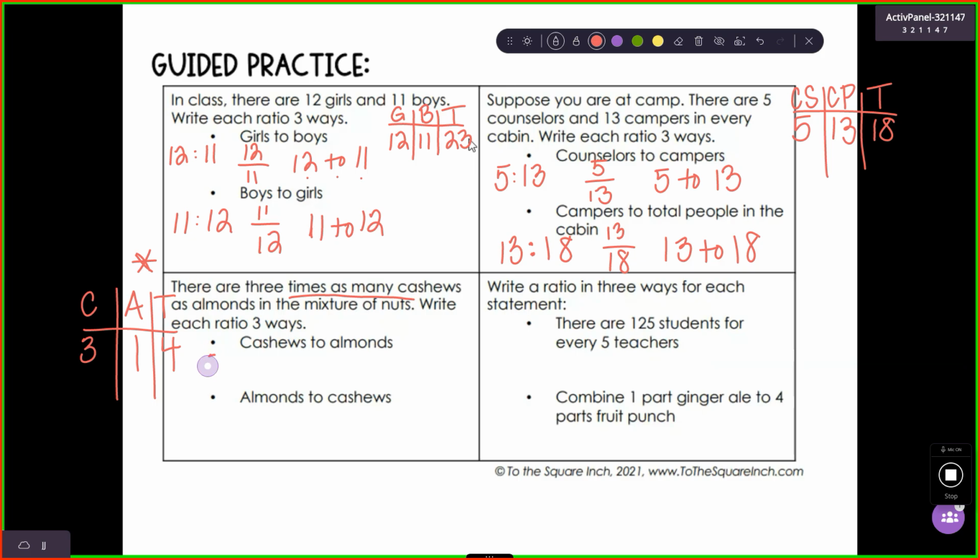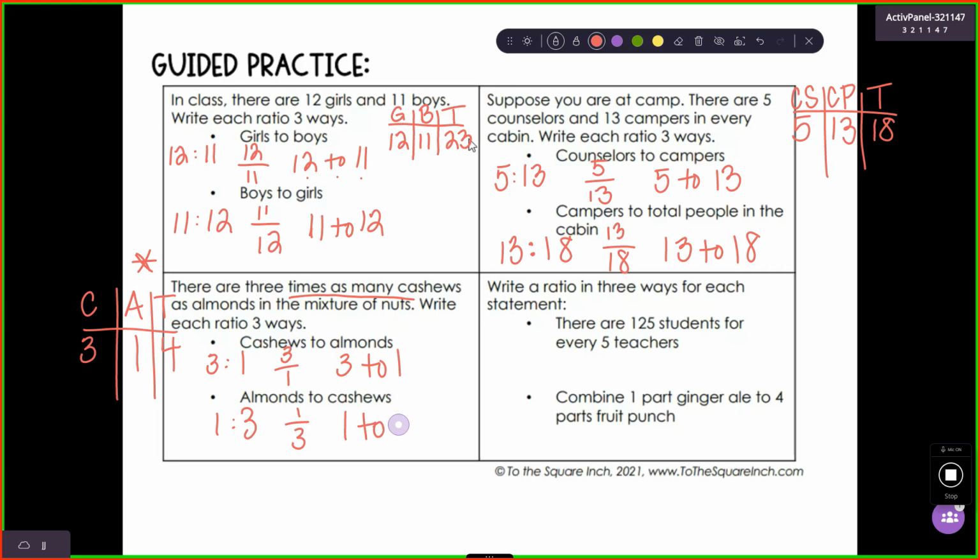So cashews to almonds: we have 3 to 1. I wrote it with the colon, 3:1. Then I have 3 over 1. I wrote it as a fraction, and then I'm going to have the word form, 3 to 1. Almonds to cashews. Order matters. 1 to 3, 1 over 3, and finally, 1 to 3.